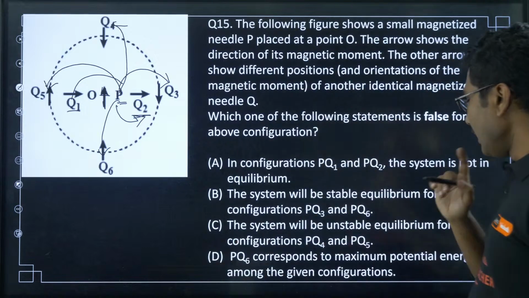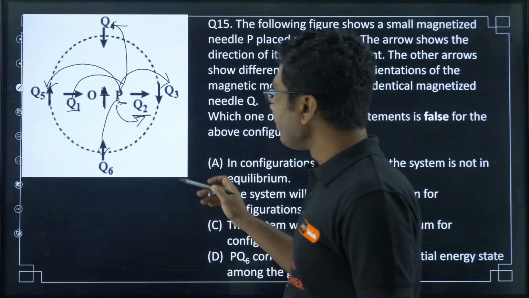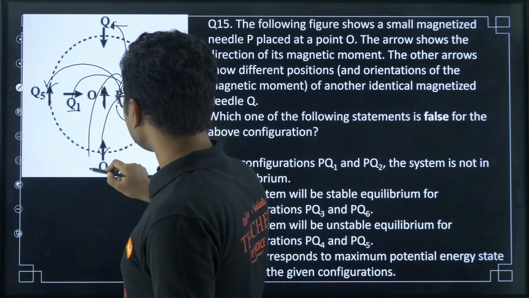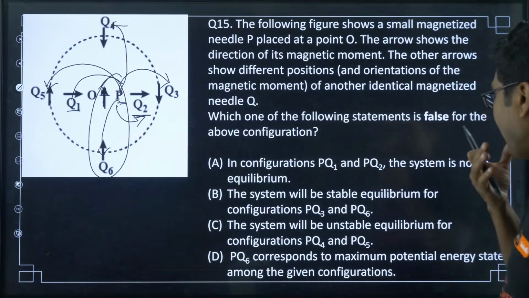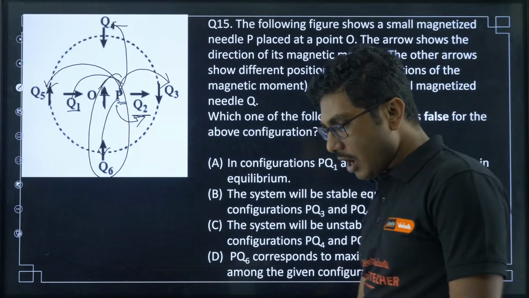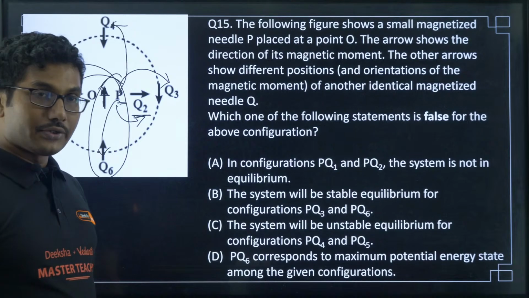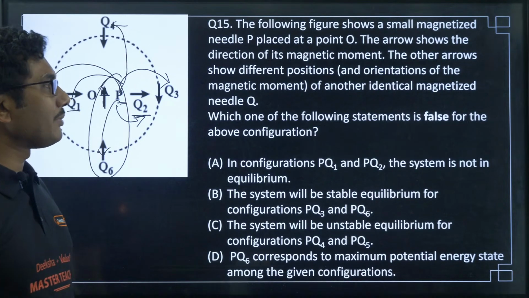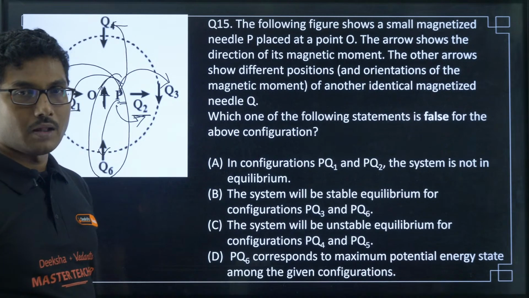And PQ6 corresponds to the maximum potential energy state among the given configurations. So you have to remember that three of them are correct, and only one of them is false. So you have to identify the false statement.